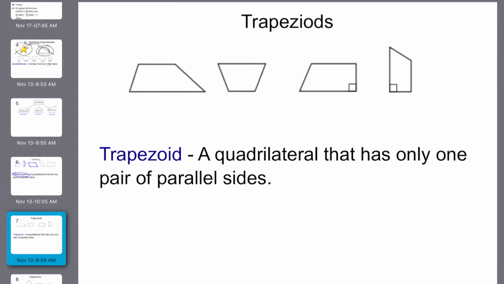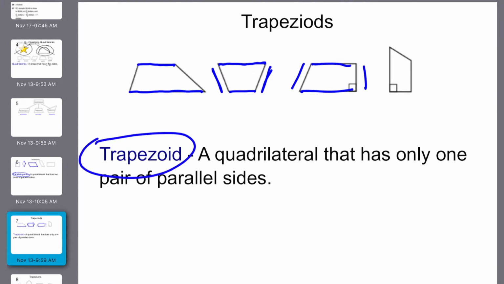Trapezoids are quadrilaterals that have only one pair of parallel sides. So you can see these two sides are parallel, but the other two sides are not parallel, so it would be a trapezoid. Same with the rest of these examples. These two sides are parallel. These two sides are not parallel. Two parallel sides and two sides that are not parallel make it a trapezoid.